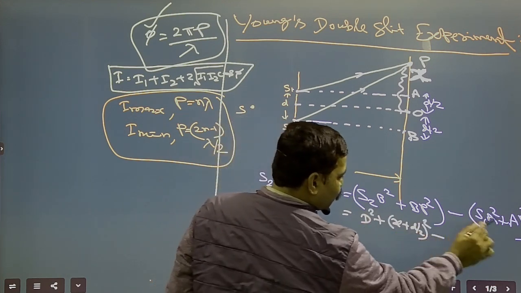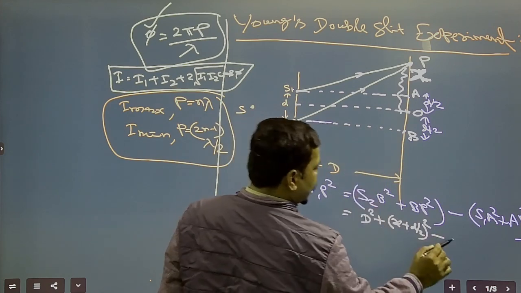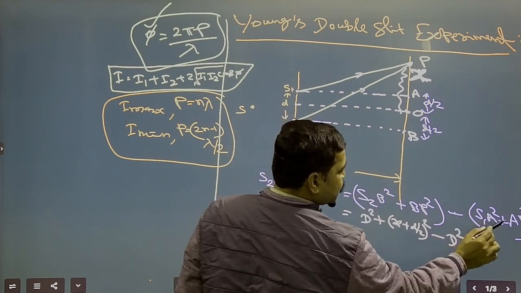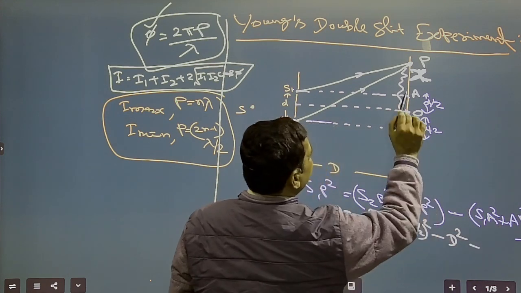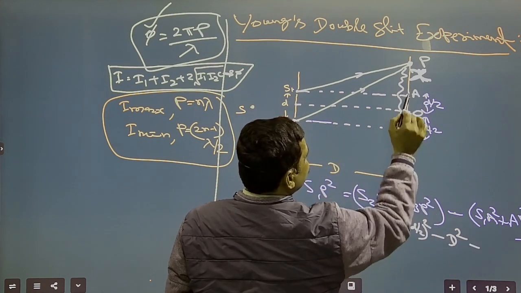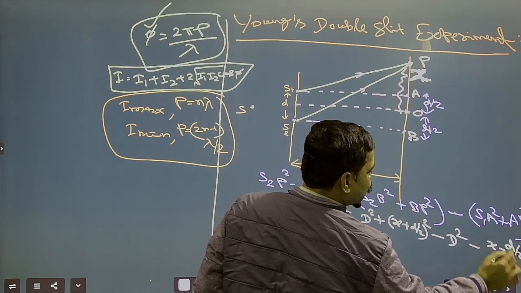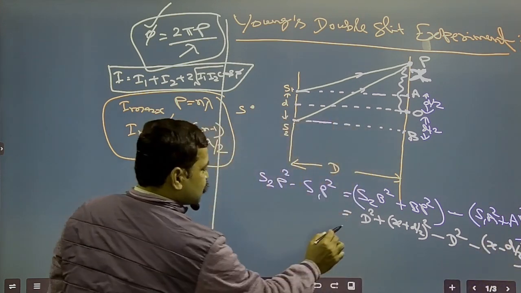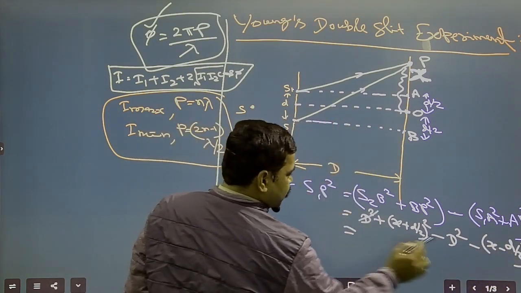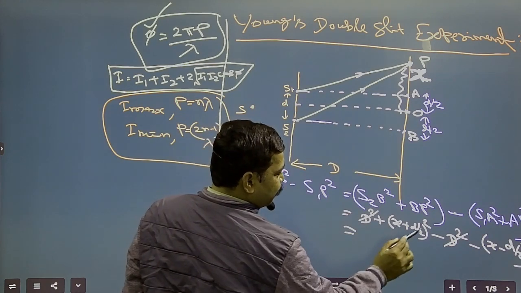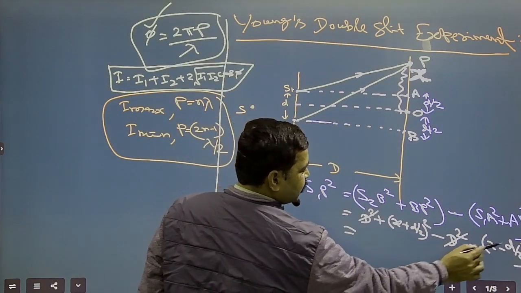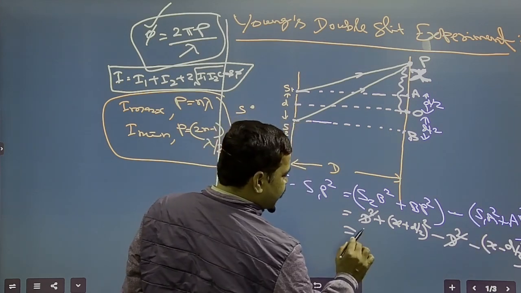Similarly, here we will get S1A square, which is d square, then minus. What is AP? AP will be OP minus OA, so this will be (x minus d upon 2) whole square, right? Now you see this cancels out, so we will get (a plus b) whole square minus (a minus b) whole square, and this will come as 4ab.